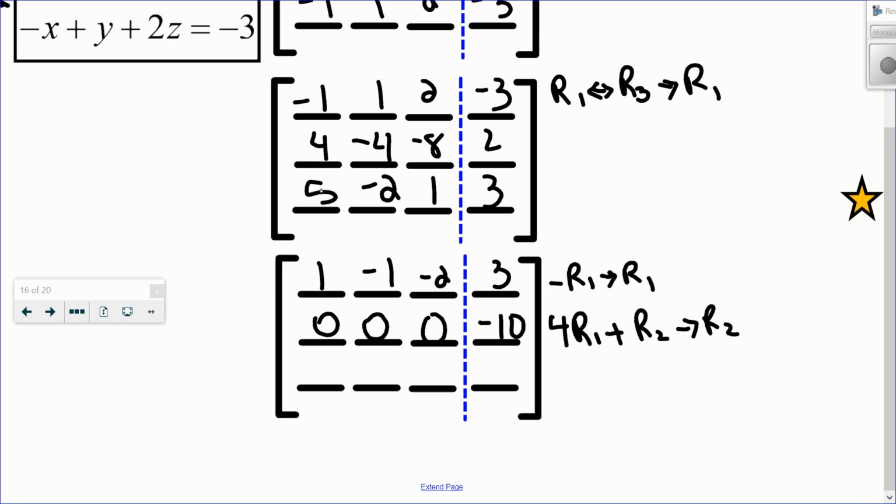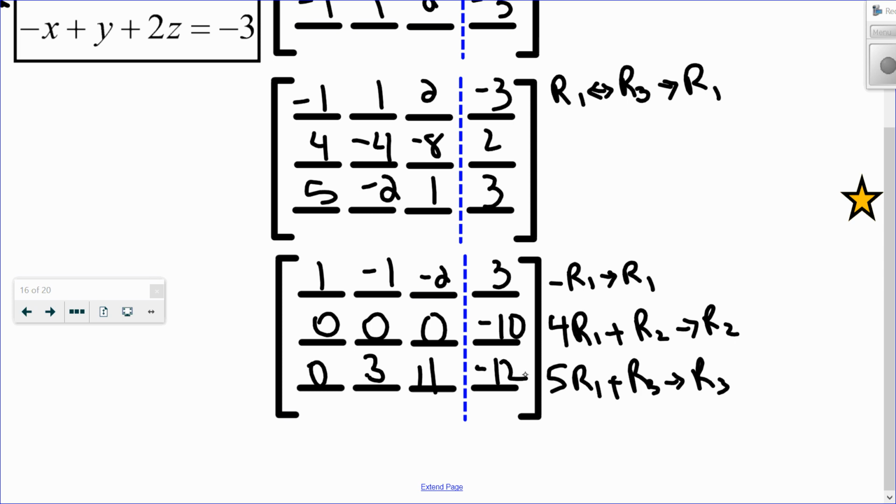Now I'm going to do 5 times row 1, add on to row 3, keep it on row 3. Let's see what we end up getting. So 5 times negative 1 is negative 5, plus 5 is 0. 5 times 1 is 5, plus negative 2 is 3. 5 times 2 is 10, plus 1 is 11. And 5 times negative 3 is negative 15, plus 3 is negative 12.